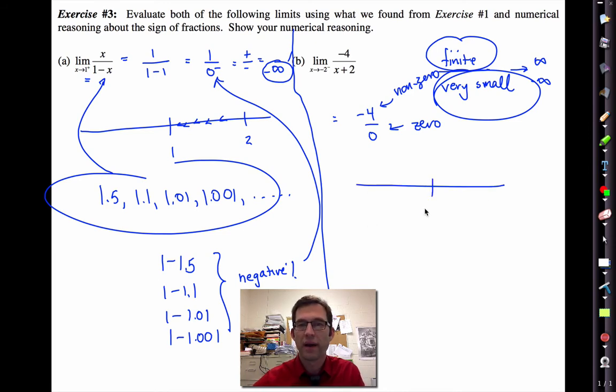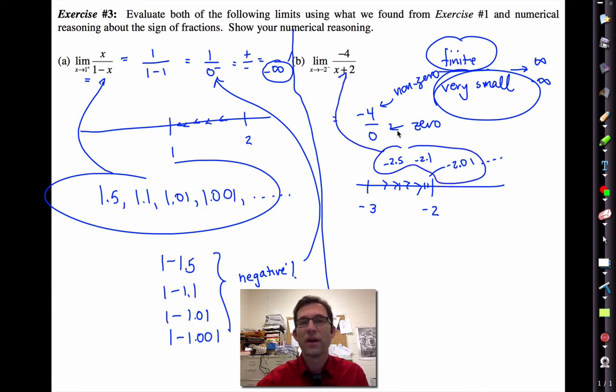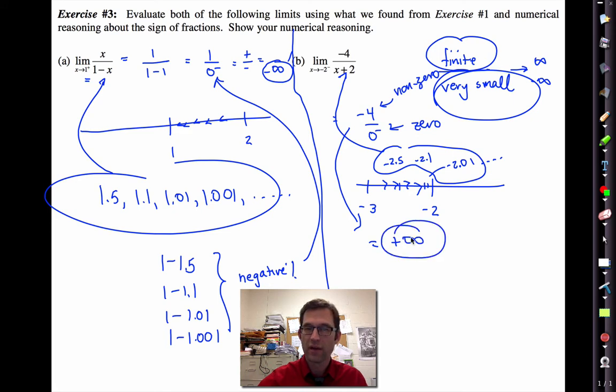All right, so this is where I like my number line. I'm approaching negative 2 from the left, so I'm coming in here, right? So I've got numbers like negative 2.5, negative 2.1, negative 2.01, etc. If I put any of these into the denominator, will it be positive or negative? Well, they'll be negative. But now I have a negative divided by a negative, which must be a positive, and it's got to go to infinity. So positive infinity in that case.